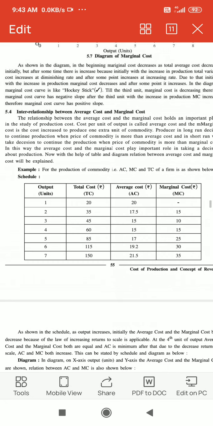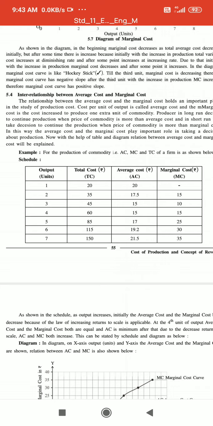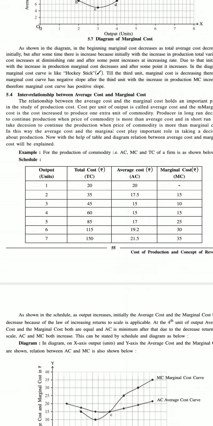Students, today we will be talking about the interrelationship between the average cost and the marginal cost. Now let us just recap what is meant by the average cost and the marginal cost.